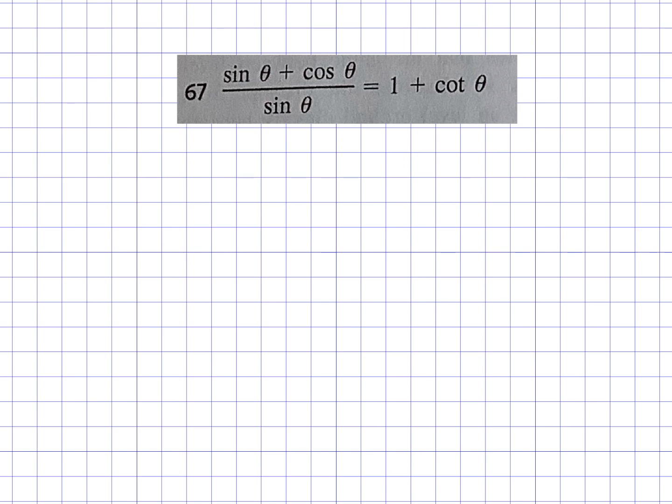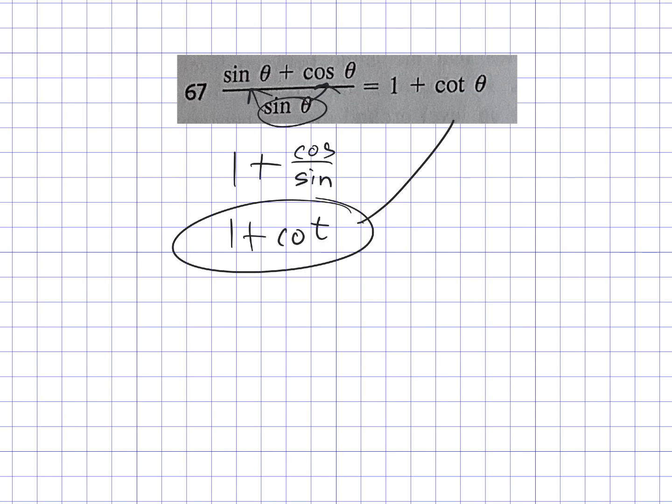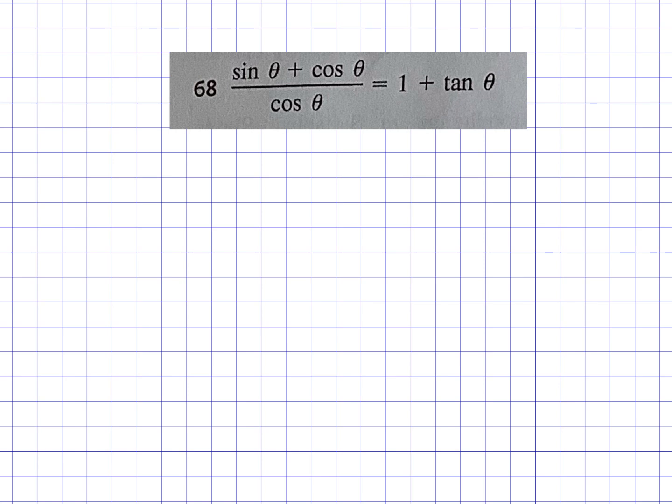All right, sine of theta plus cosine of theta all over sine of theta. Put the sine, the denominator, underneath each one. So sine of theta over sine of theta is 1, and cosine over sine, that's cotangent. So this is 1 plus cotangent. Check. Notice that the evens go hand in hand with the odds. Let's put the denominator under each one. That's sine over cosine plus cosine over cosine. That's tangent plus 1. Check.